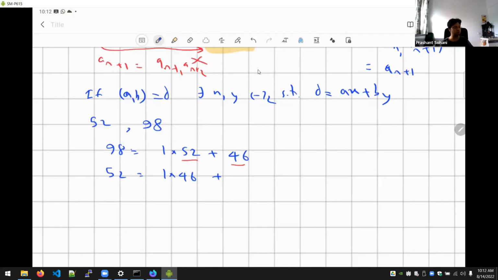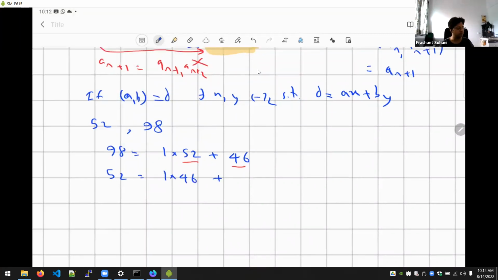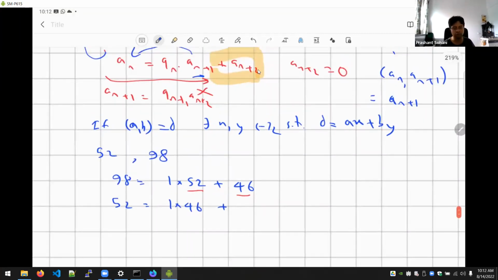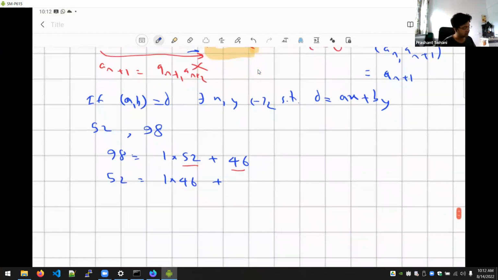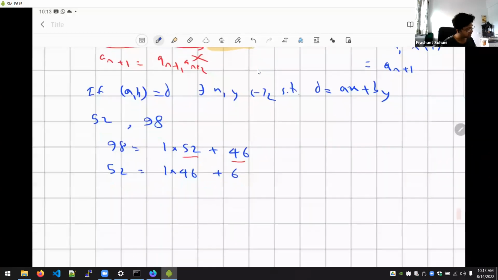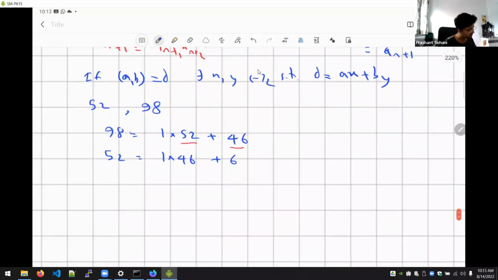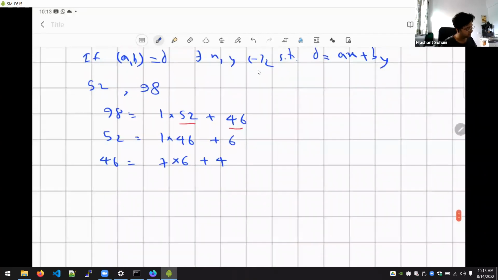and see, for the most part, the quotient gets ignored. If you only want to find the GCD, the quotient doesn't have much role. But if you want to find the linear combination, then the quotient will matter. So 52 is 1 times 46 plus 6. Now 46 is equal to 7 times 6 plus 4.